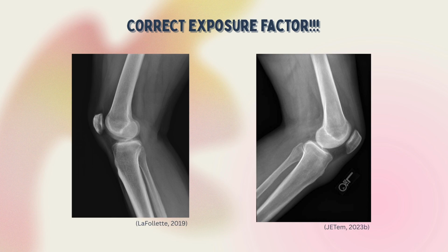Now, I also provide an example of a radiograph of the lateral knee projection with correct exposure factor. As you can see, in this radiograph, both the bony cortical outline and bony trabeculae pattern of the patella can be seen. Other than that, both the bony cortical outline and the bony trabeculae pattern of the femoral condyles can also be seen.